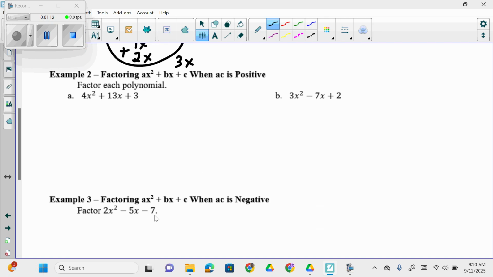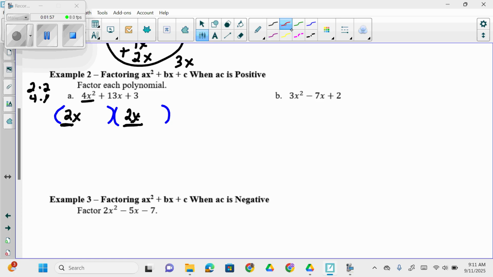All right, let's look at example 2, where there is no greatest common factor. When we do problems like this, it is simply a guess and check. There's no magic way to do it that's going to give me the exact answer the first try. So we have to just try some things. The first thing we want to do is set up two sets of parentheses. The first term times the first term should give me 4x squared. So that could be 2 times 2 or 4 times 1. I'm going to guess 2 times 2. 2x times 2x.